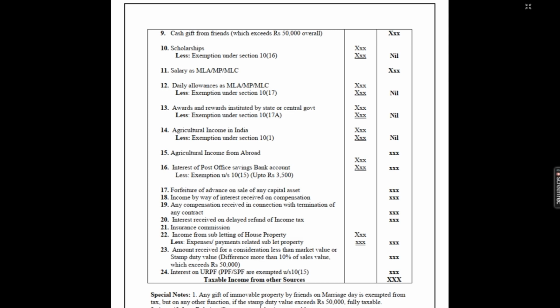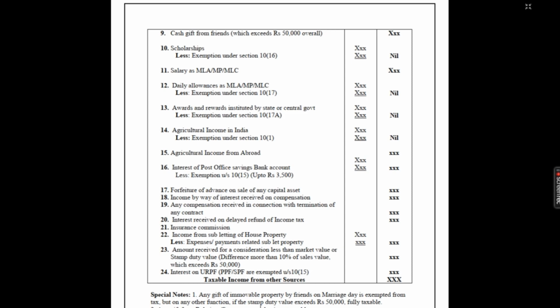Amount received for a consideration less than the market value or the stamp duty value, where the difference is more than 10% of the sales value which exceeds rupees 50,000, was fully taxable. Interest on unrecognized provident fund is also fully taxable, but interest on public provident fund and the statutory provident fund were exempted under section 10(15). These are all the incomes covered under income from other sources.